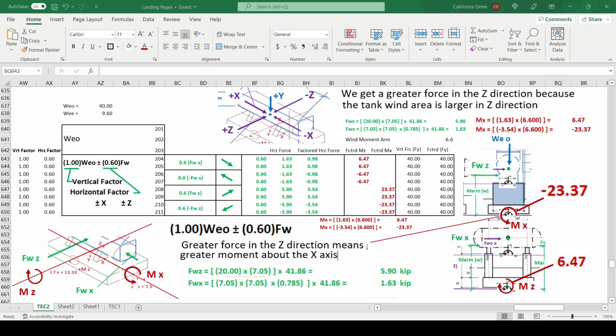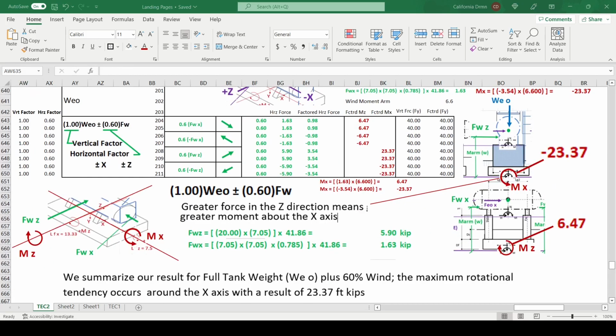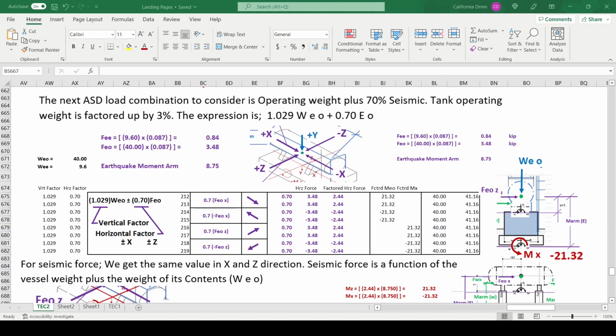Greater force in the Z direction means greater moment about the X-axis. We summarize our result for full tank weight, WEO, plus 60% wind. The maximum rotational tendency occurs around the X-axis, with a result of 23.37 foot kips. The next ASD load combination to consider is operating weight plus 70% seismic.